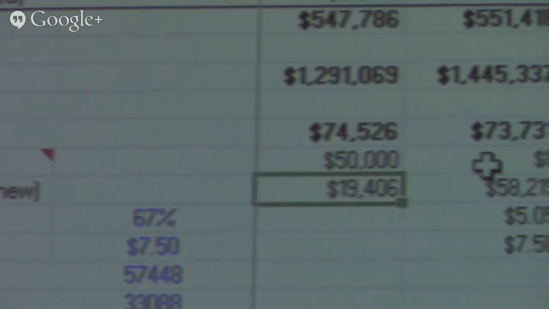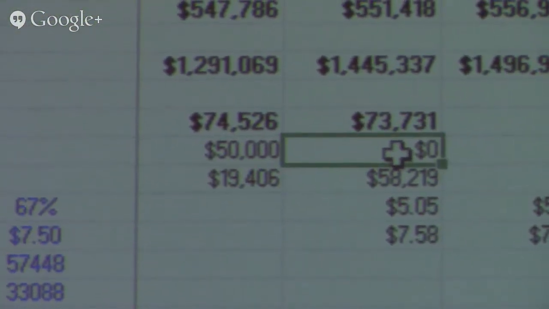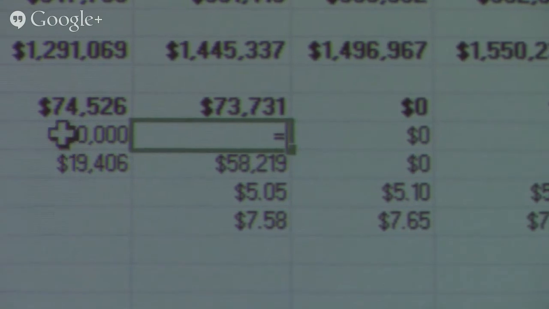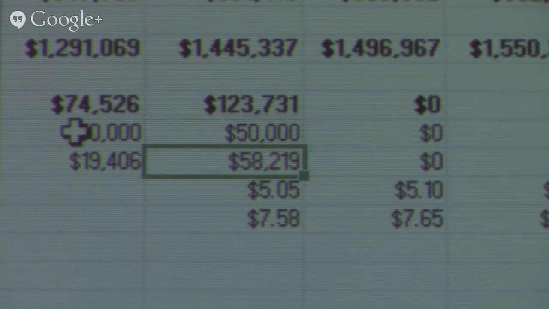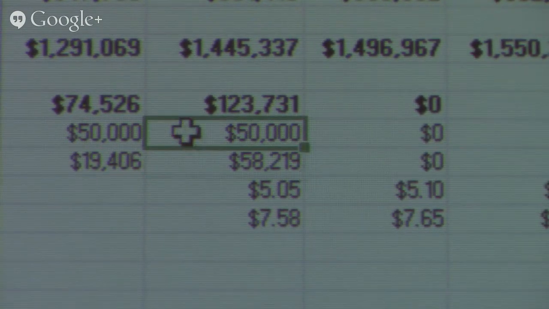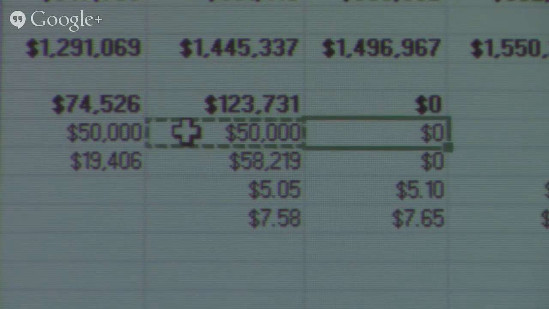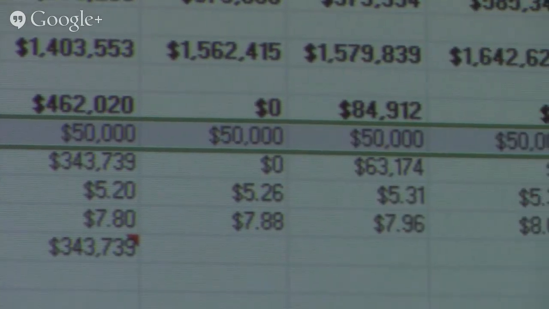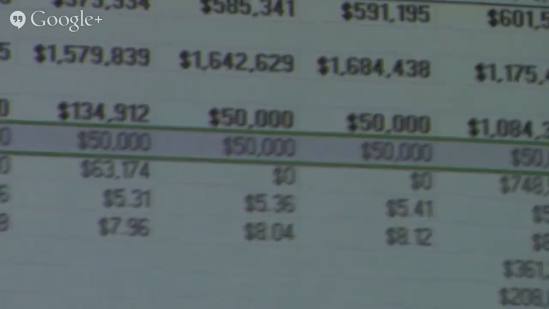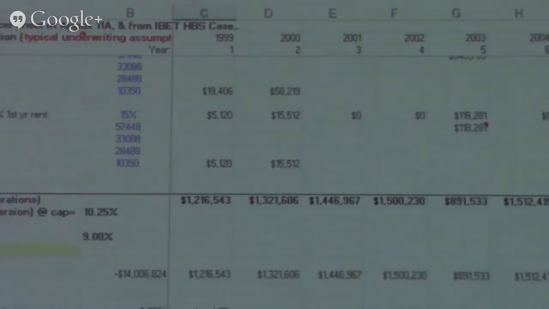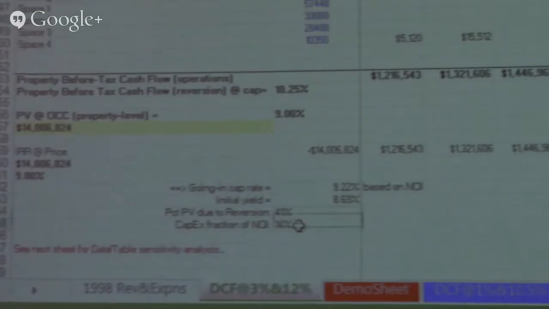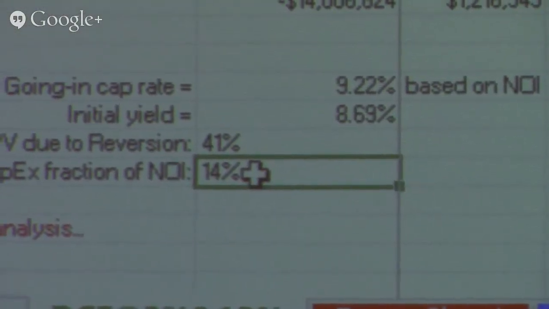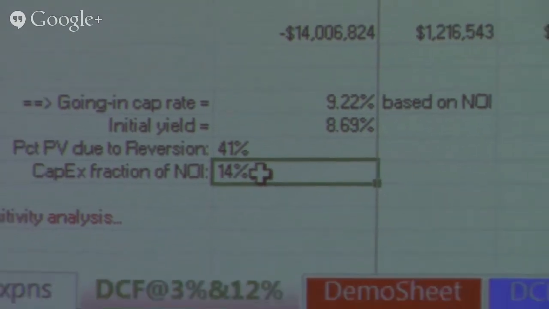It doesn't matter whether that would actually be what it is or not. It's going to just effectively put that into the analysis in terms of the cash flows. Okay, so now I've added $50,000 of CapEx every year, and now that's bringing my CapEx fraction of NOI up to 14%, which is just slightly below the midpoint in that 10 to 20% range. So I feel that's a little bit more realistic.